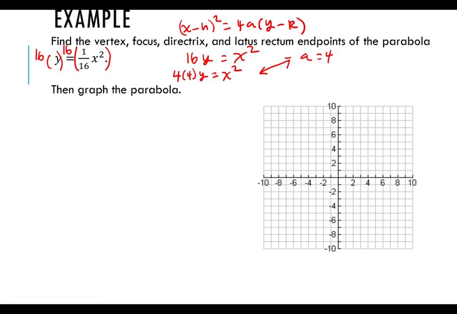Alright, but I also know my vertex. Notice that the stuff added to x squared is nothing, the stuff added to y is nothing, and so my vertex is the origin (0, 0). Then we need to find the focus. Okay, so where's the focus?